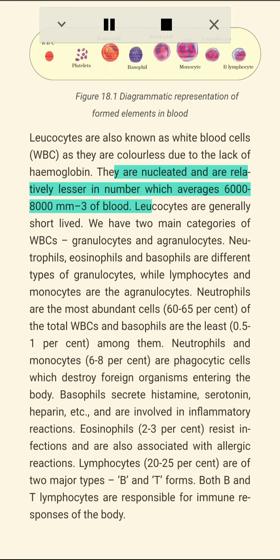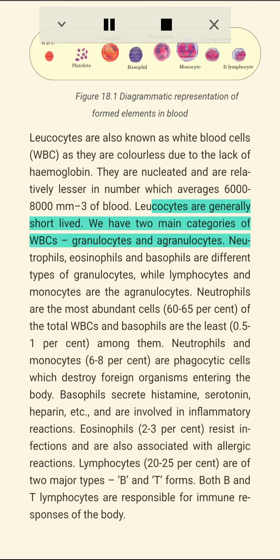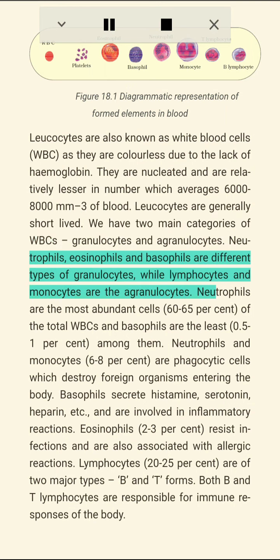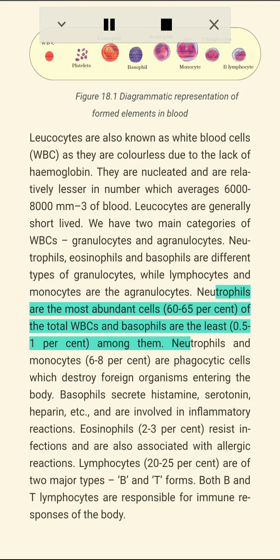Leukocytes are also known as white blood cells, WBC, as they are colorless due to the lack of hemoglobin. They are nucleated and are relatively lesser in number, which averages 6,000-8,000 per mm3 of blood. Leukocytes are generally short-lived. We have two main categories of WBCs, granulocytes and agranulocytes. Neutrophils, eosinophils and basophils are different types of granulocytes, while lymphocytes and monocytes are the agranulocytes. Neutrophils are the most abundant cells, 60 to 65% of the total WBCs, and basophils are the least, 0.5-1% among them.